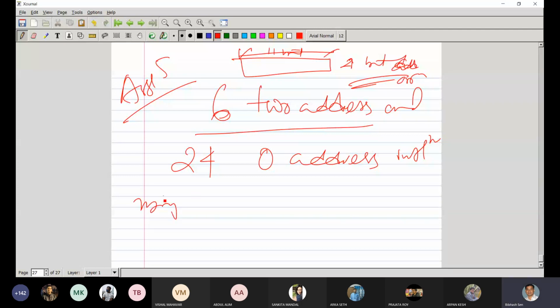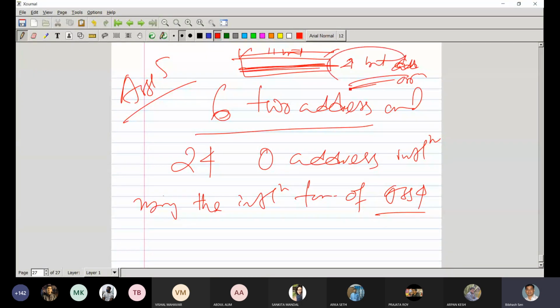Now tell me the very important part: using the instruction format of assignment 4. Assignment number 4 means whatever I have told, that 11 bits is the length and 4 bits is the address. Clear? Assignment 4 or 3? Our question is 3, na? Okay, 3 or whatever. All are using the same format.